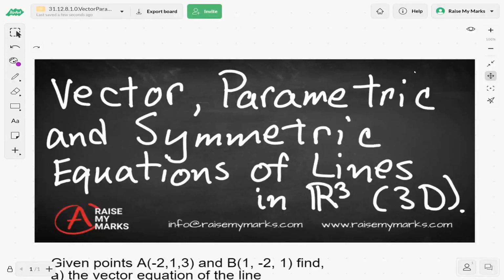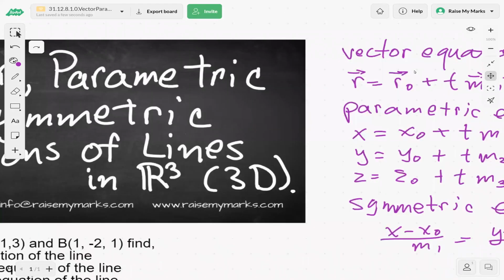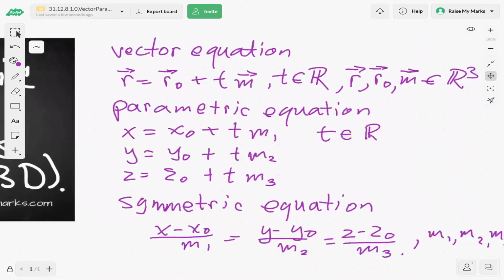Hello, so today we're looking at the vector, parametric, and symmetric equations of a line in R3, or in 3 dimensions. All right, so what are these different forms? That's the important thing. So I have them written down here.